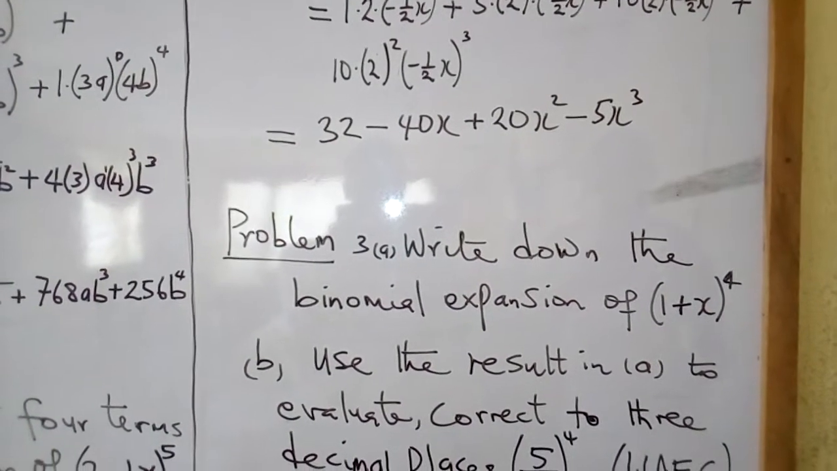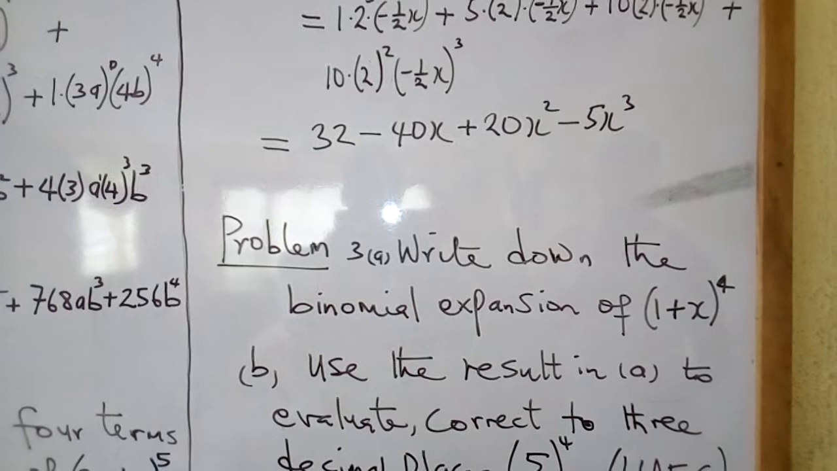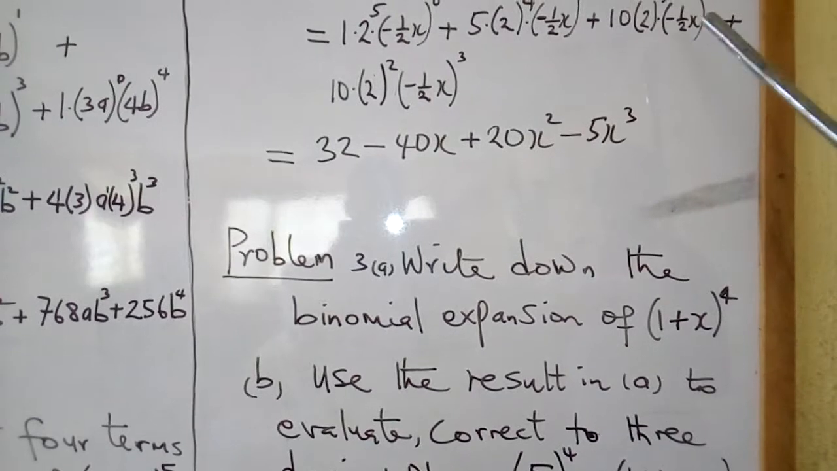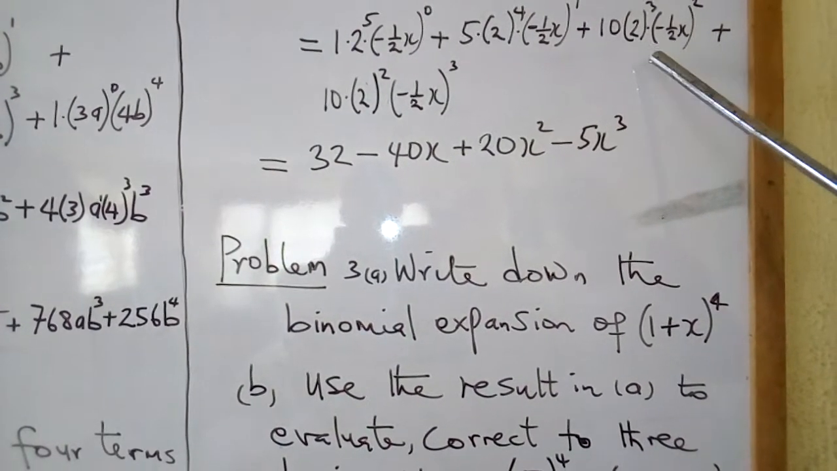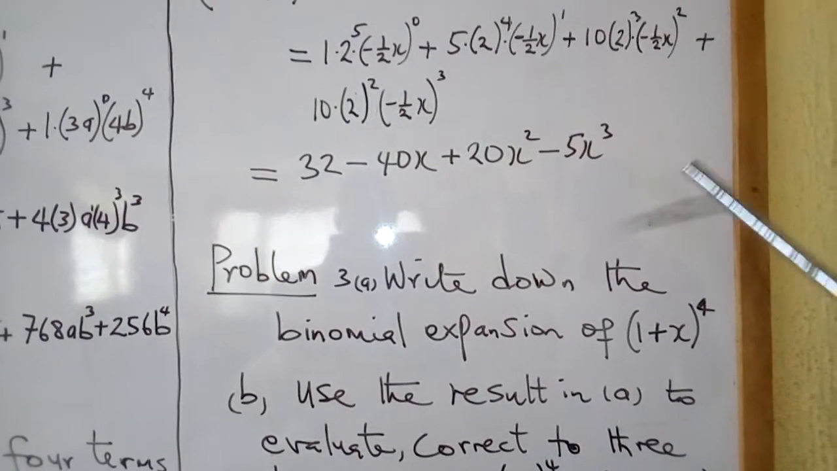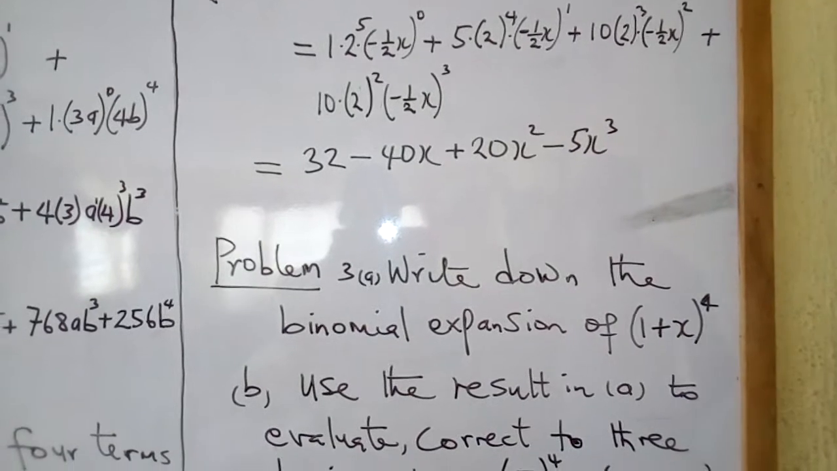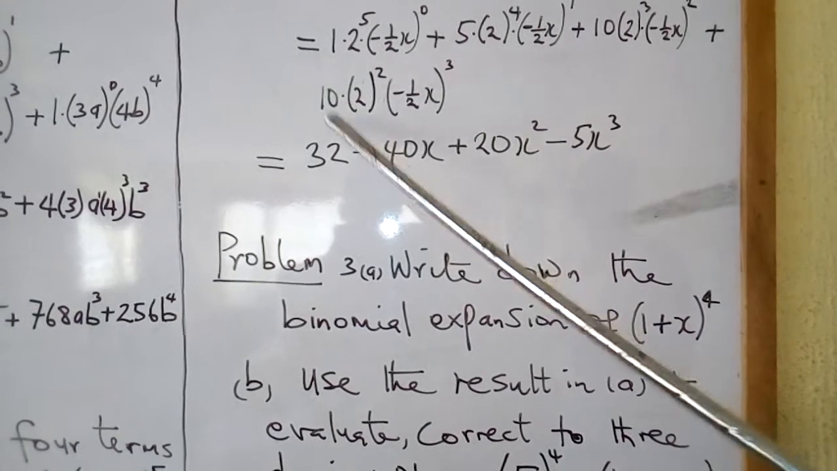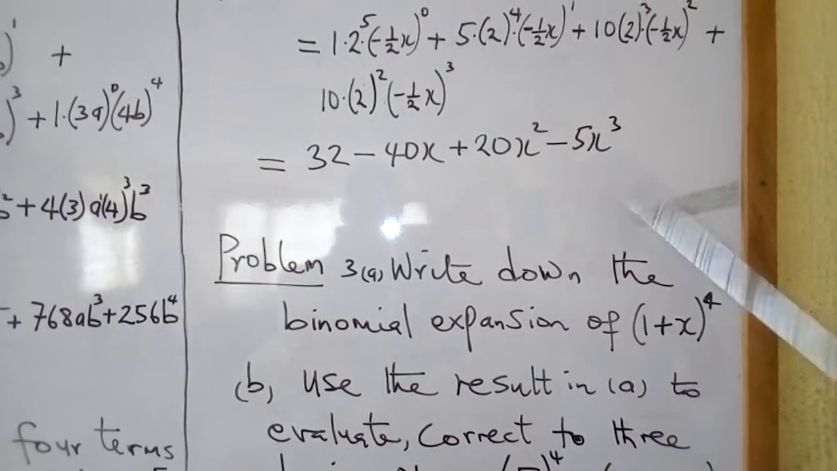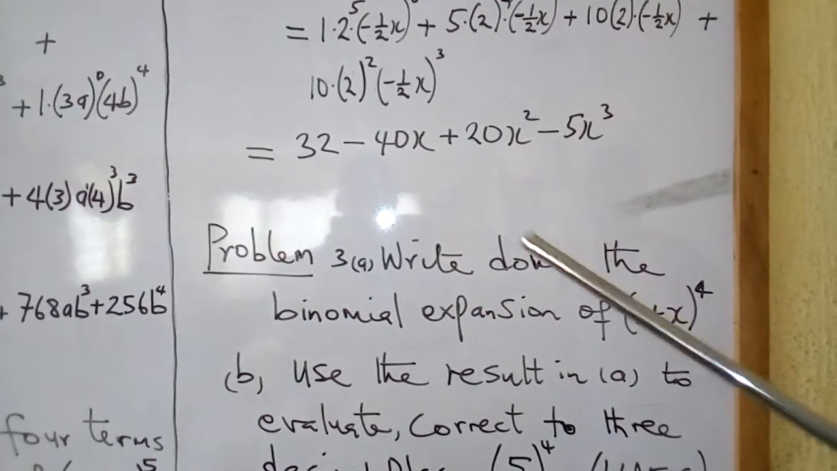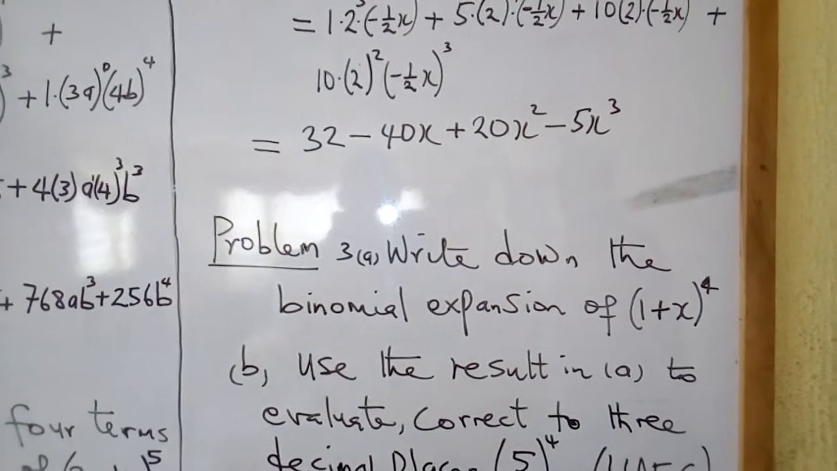Now the third term is what? 2 raised to power 3 is what? 8. 8 times 10 is 80. Minus half raised to power 2 is what? 1 over 4. So 80 divided by 4 is 20. And then you have x squared, 20x squared. And then here, minus half raised to power 3 is minus 1 over 8. That's why you have minus there. And then 10 times 4 is 40. 40 divided by 8 is 5. So this is the complete expansion of the first 4 terms of the expansion of this binomial expression.